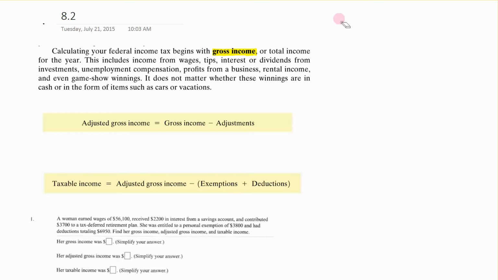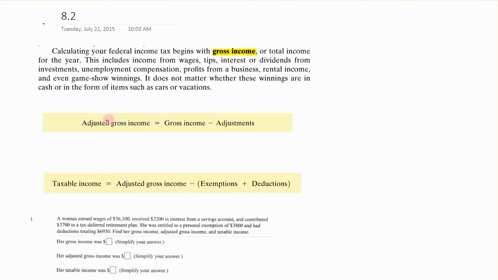All right, this is out of your textbook. Calculating your federal income tax begins with gross income, or total income for the year. This includes income from wages that you get paid by your boss, tips, interest or dividends from investments, unemployment compensation, profits from a business, rental income, or even game show winnings or lottery winnings. It does not matter whether these winnings are in the form of cash or cars or vacation. You have to pay tax. They consider that income. Okay, the first thing you're going to do is be able to figure out your gross income, which is the sum of everything you earned.